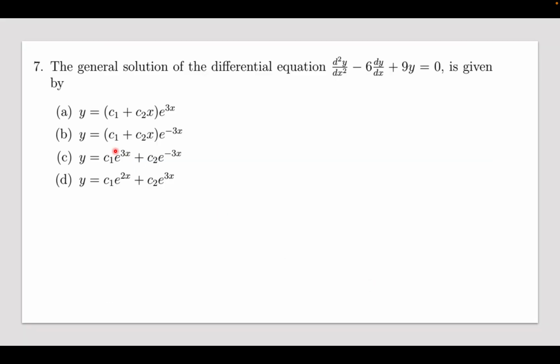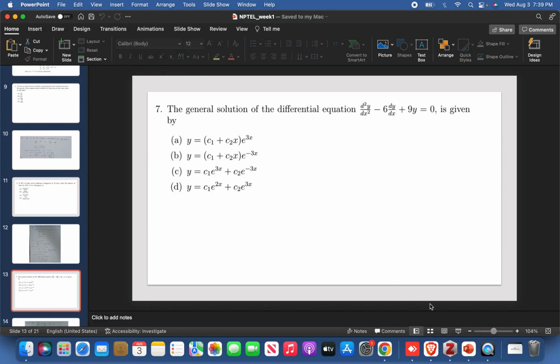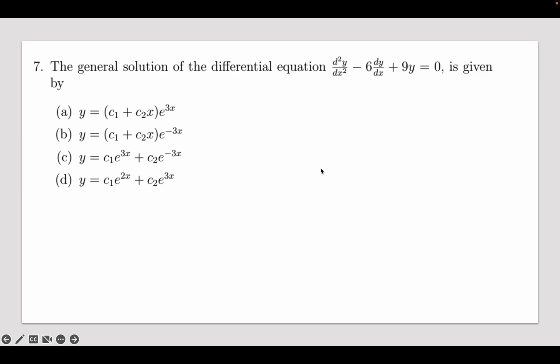So only one option is correct among them. I hope option A is correct because the value of m you get is 3. And here you can see the other options don't match, so option 1 is correct. So I hope you got the flavor of how to solve a second order homogeneous differential equation in case of distinct roots as well as in case of equal roots. So okay, this is all about the solution of problem number 7.